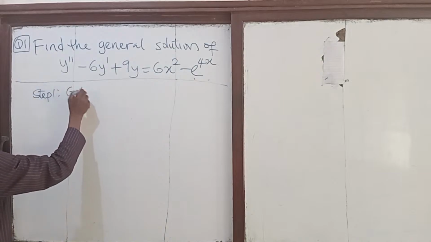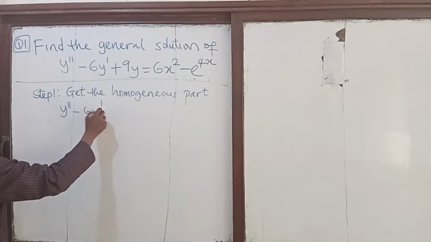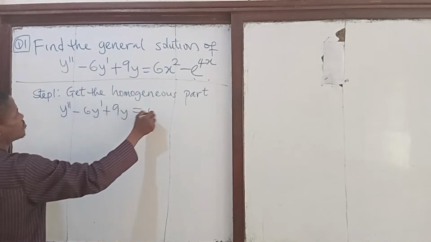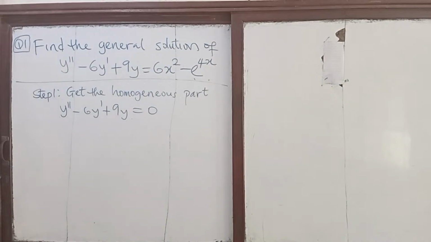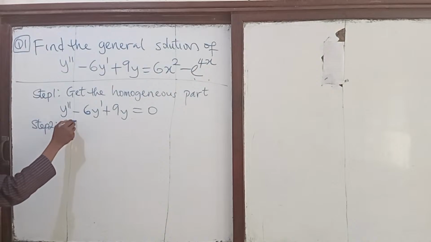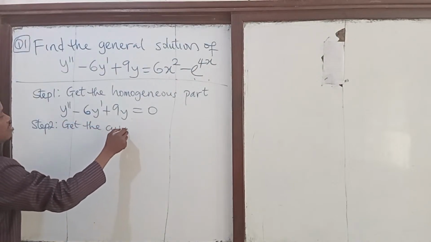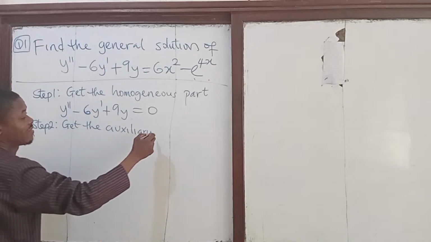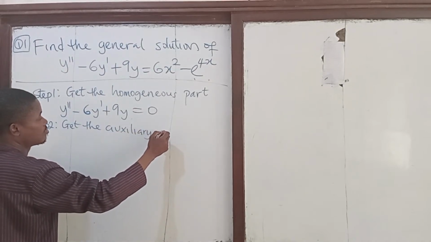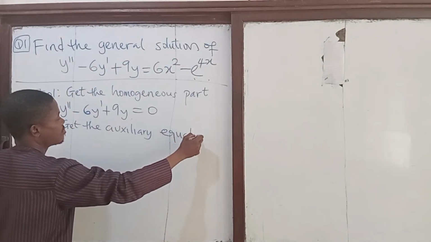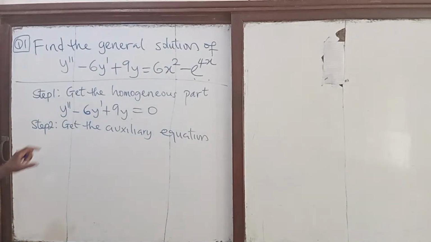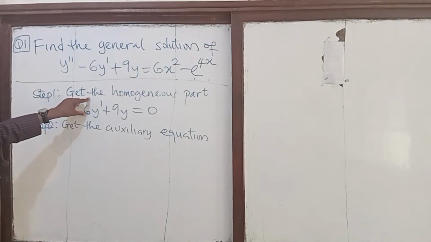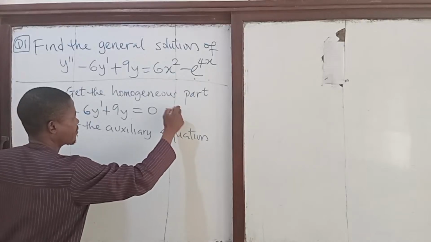First, get the homogeneous part: the differential equation equal to 0. That is the homogeneous part. Step 2: get the auxiliary equation, or characteristic equation, of the homogeneous part. Here we're going to get yh.